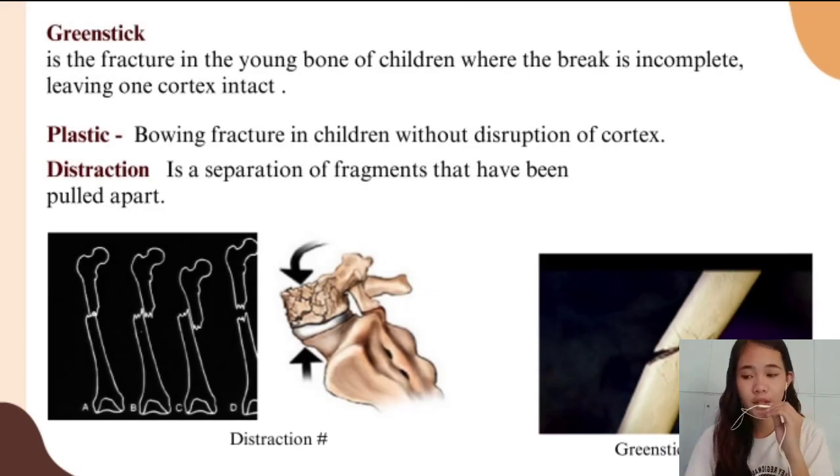So let us now discuss the types of fractures. First, we have the plastic fracture. Plastic fracture refers to the deformation of a bone without fracture of its cortices that persists once the deforming force has been removed. It is not a common condition but is seen more frequently in children than in adults.